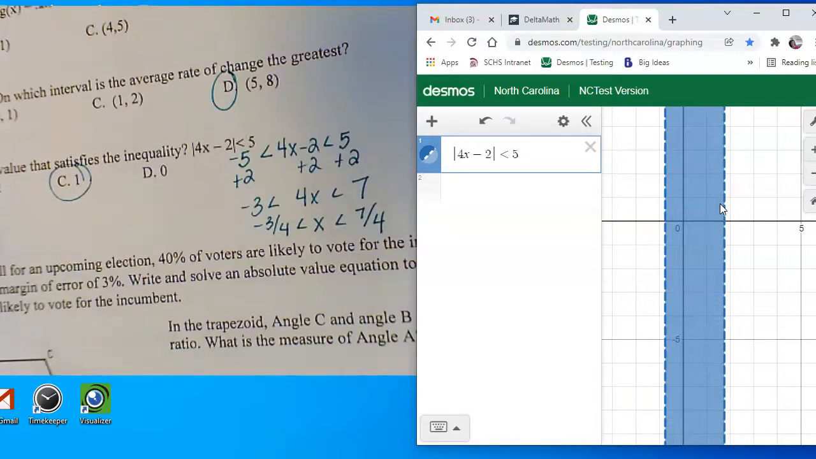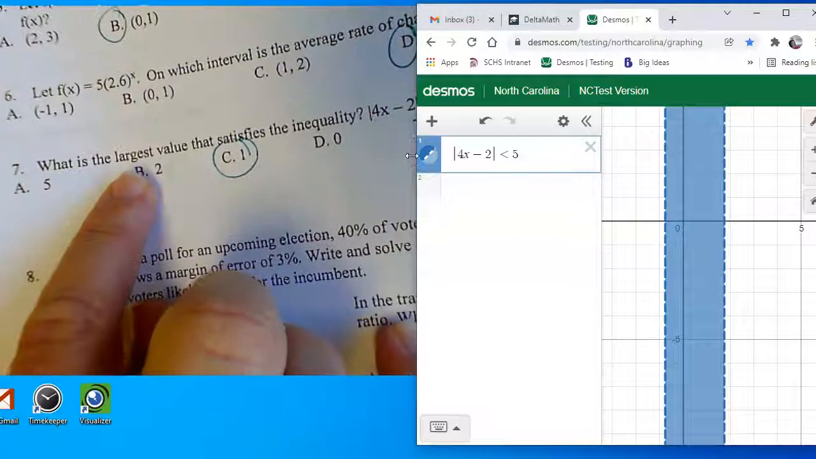Okay? Questions about that? So you pick the highest number that's in that interval. Oh, okay. I was wondering why you didn't start with 0. 0 and 1 both work, but it said what's the largest value.